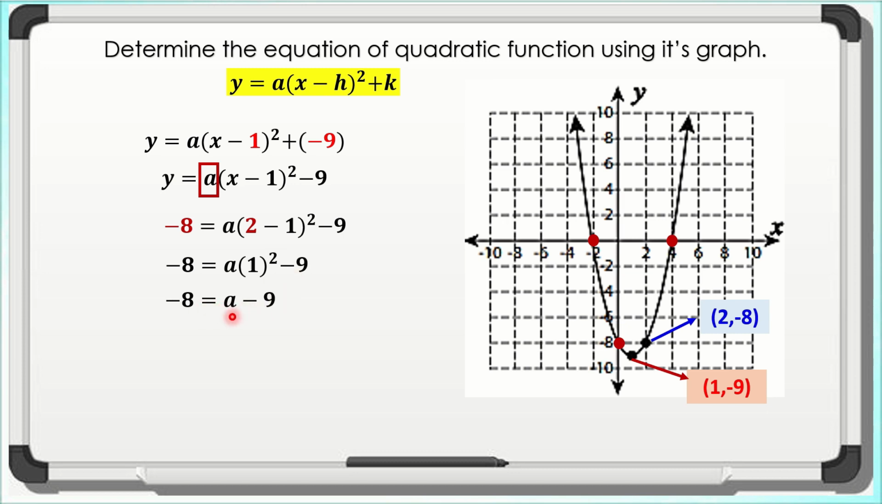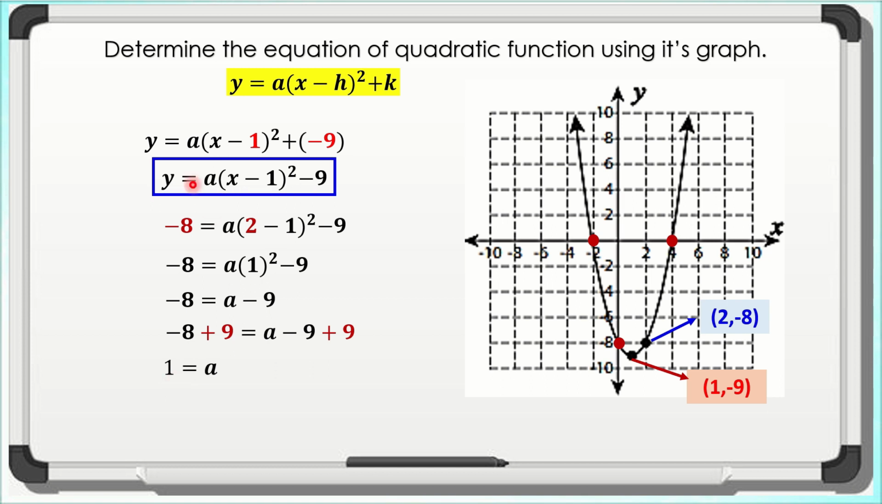So we need to isolate a here since we are looking for the value of a. Then, using the addition property of equality, let us add positive 9 to both sides of the equation. From here, negative 9 plus 9 will be equal to 0, and negative 8 plus 9 will be positive 1. Therefore, the value of our a is equal to positive 1.